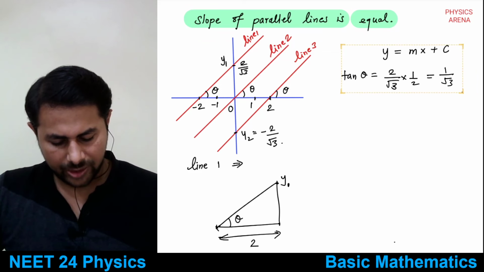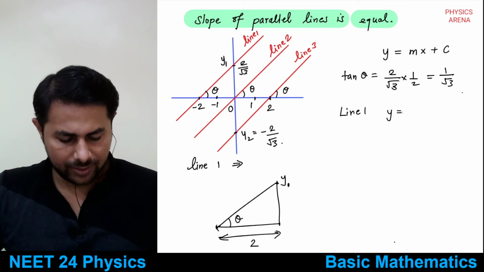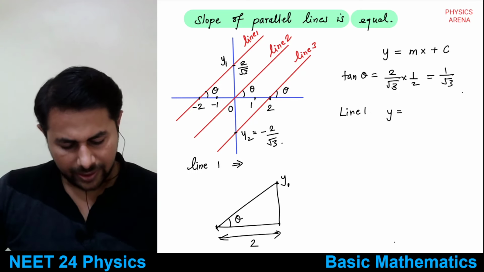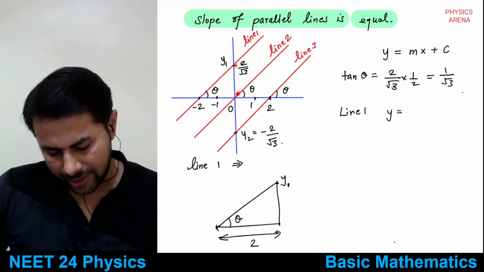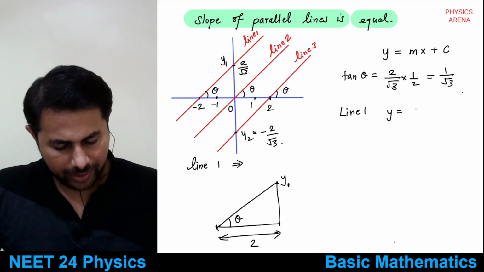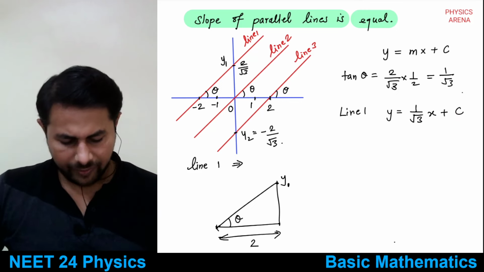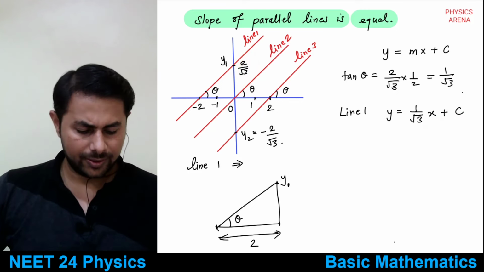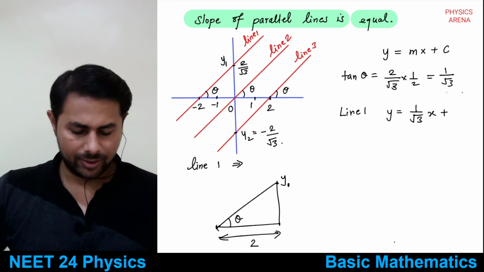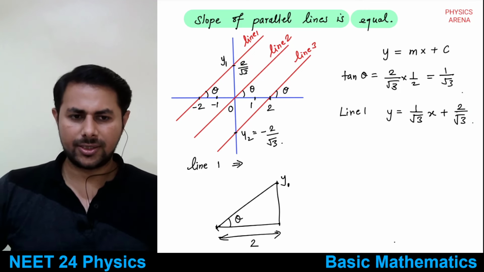What will be the equation of the first line? Line 1: y is equal to mx plus c, right? So m, you found, is 1 by root 3, that is 2 by root 3 divided by 2, right? So 1 by root 3 times x plus c. Now where is it cutting the y-axis? At 2 by root 3. So c would be equal to 2 by root 3. Is this clear, everyone?